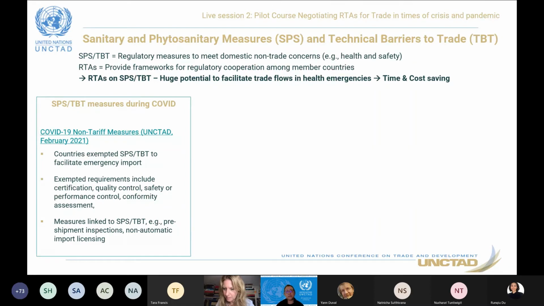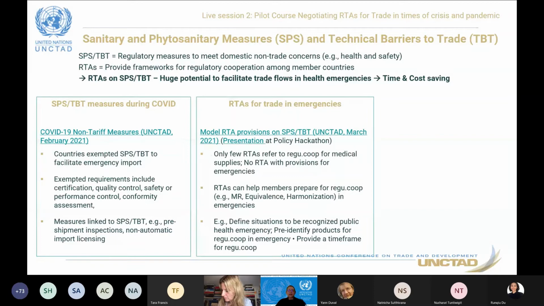It was emergency measures, so it wasn't really easy to figure out what the scope of such temporary measures was going to be and how long they would be applied to which products. So that was a bit of the confusion created by the arbitrary exemption of SPS and TBT measures during the COVID period. Can you move to the next slide, please?